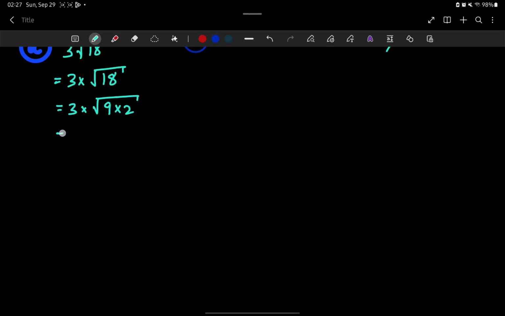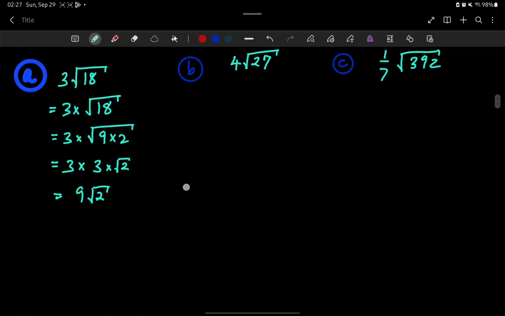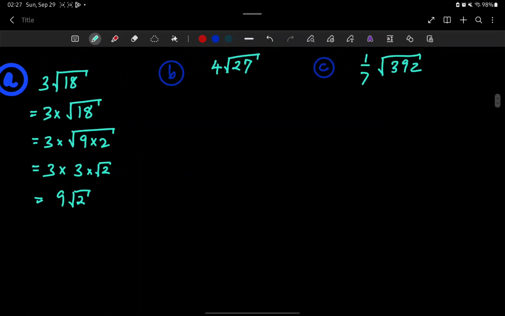So this can be written as 3 times, what is the square root of 9? 3, which is written here. Can we find the square root of 2 as a whole number? We cannot. So we just write that as it is, square root of 2. And this means you have 3 times 3, which is 9. So this is 9, and then square root of 2 is going to be attached here. And you're done.